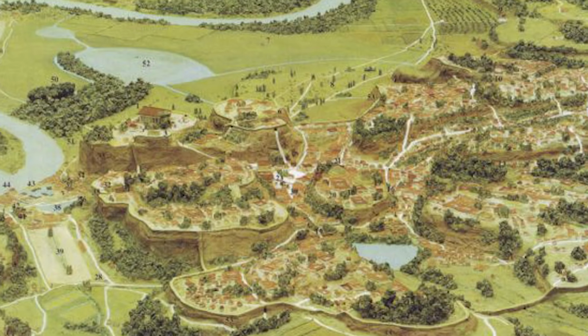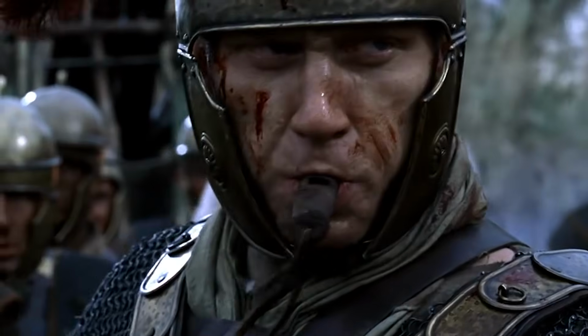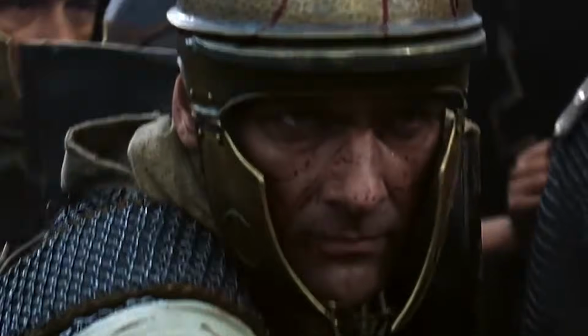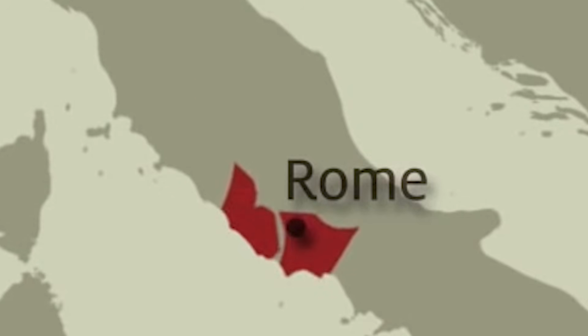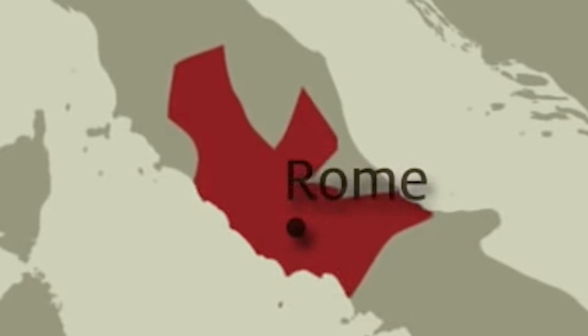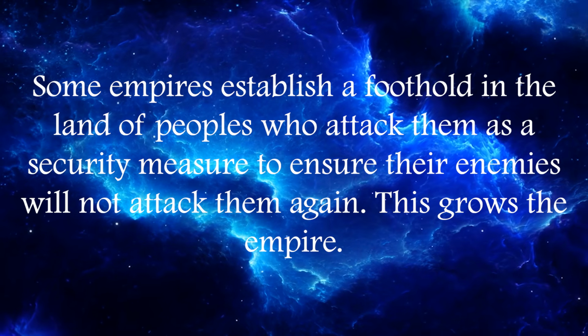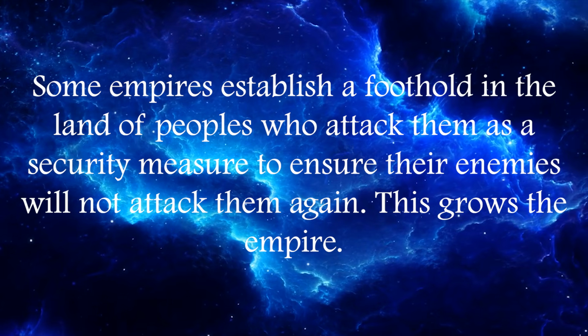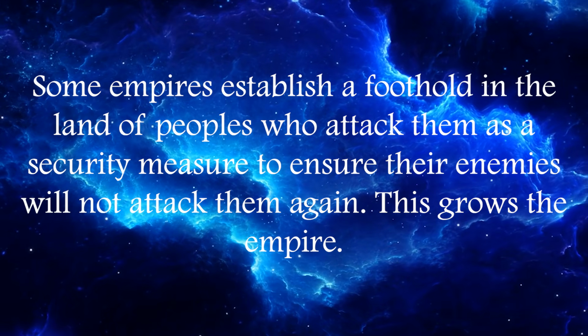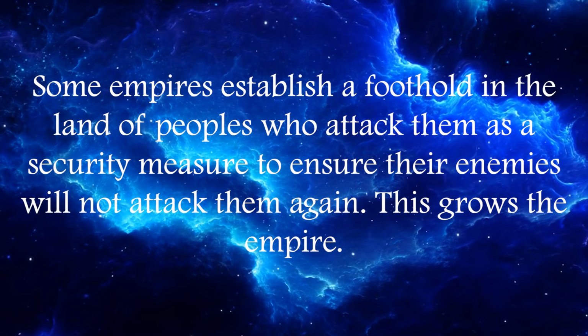So they formed together for security, and after their victories over the Etruscan city of Veii or the neighbouring city of Tusculum, the Romans subsumed their land and incorporated the defeated inhabitants into their state, growing the size of the empire. Some empires establish a foothold in the lands of people who attack them as a security measure to ensure their enemies will not attack them again. This grows your glorious empire.